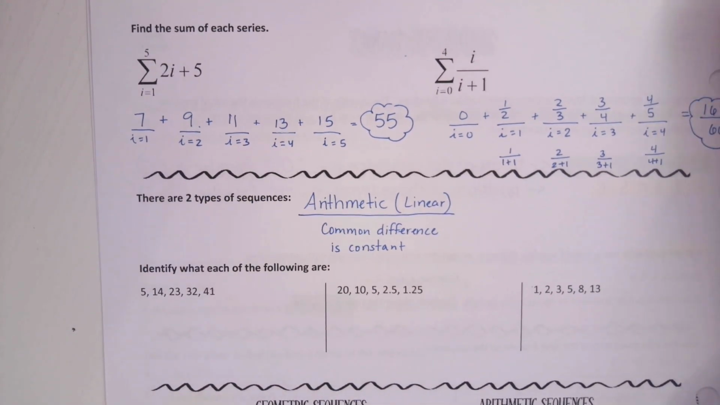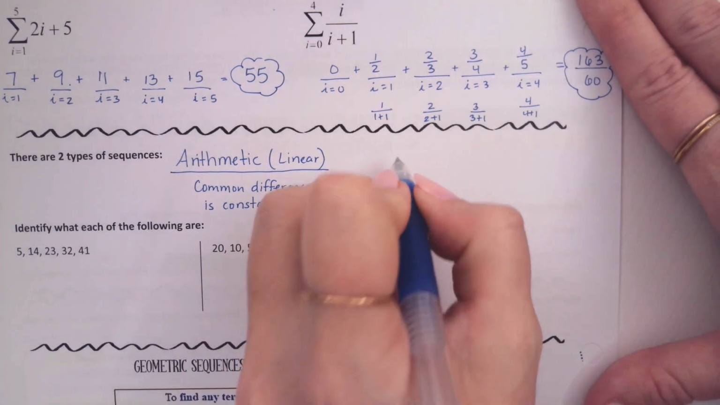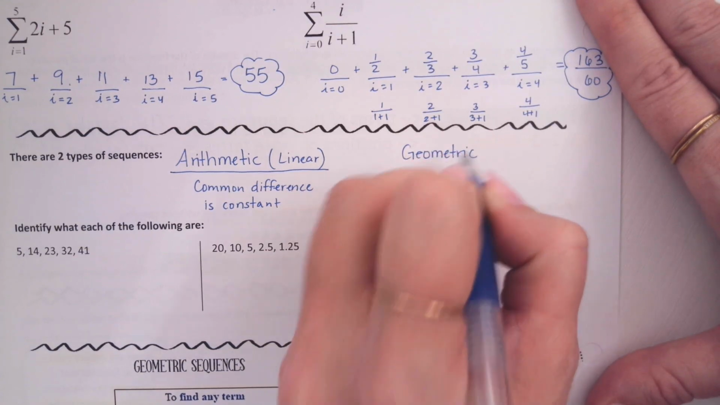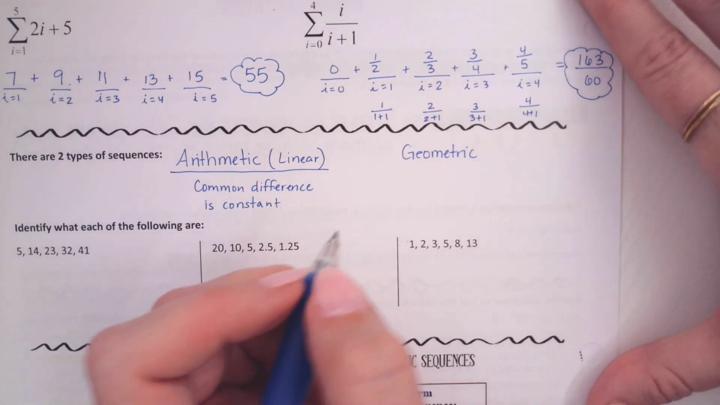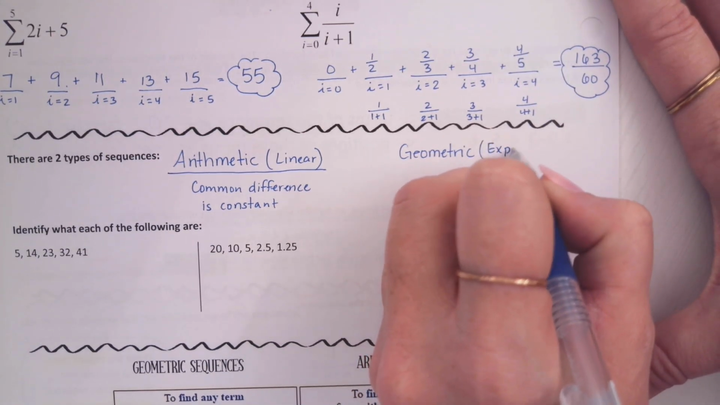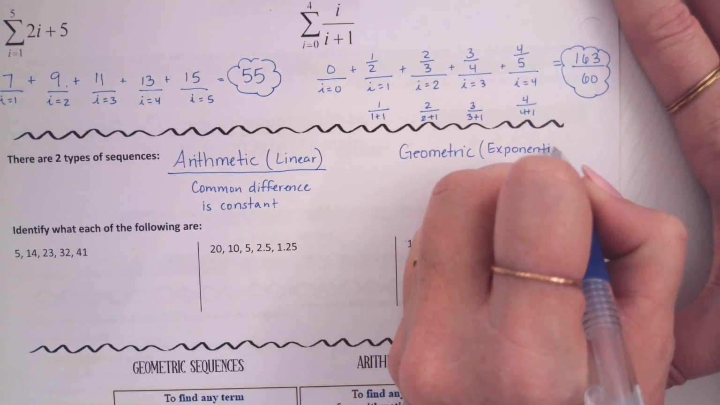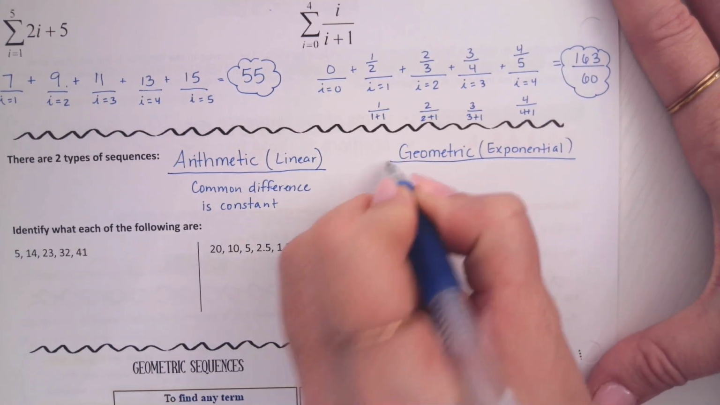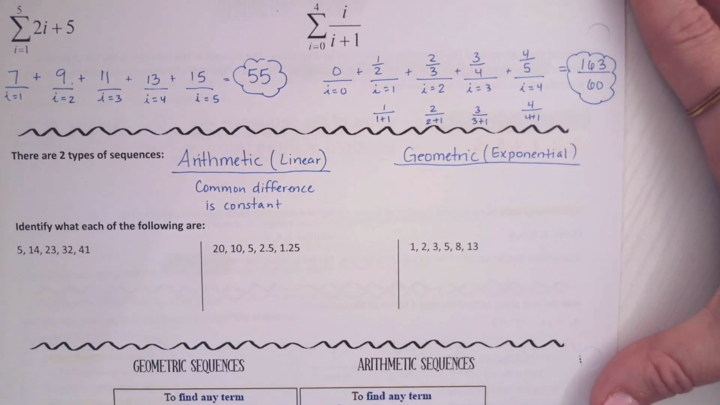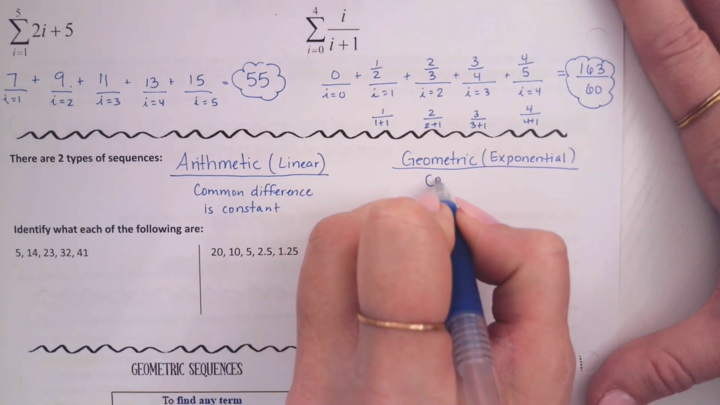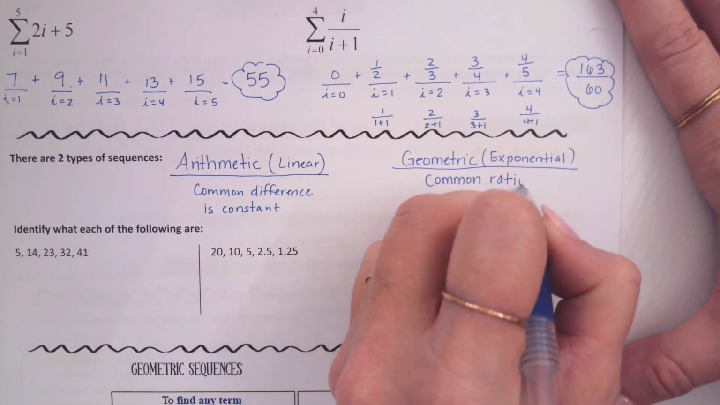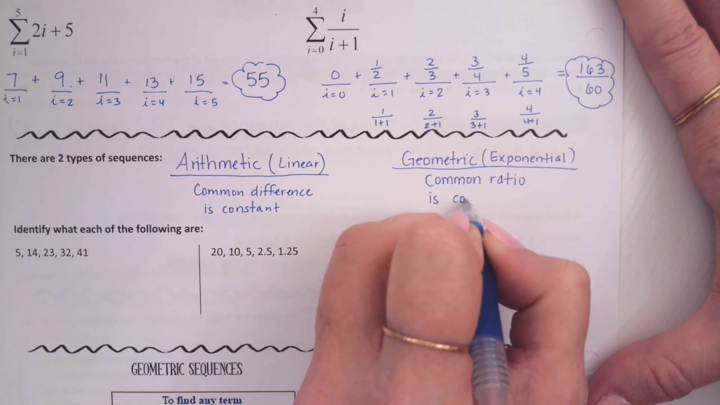And then the second main type of sequence that we look at is what's called a geometric sequence, which has nothing to do with geometry. Geometric sequences are actually exponential functions. And a geometric sequence has what's called a common ratio, so some number that is multiplied each time, and that common ratio will be constant.